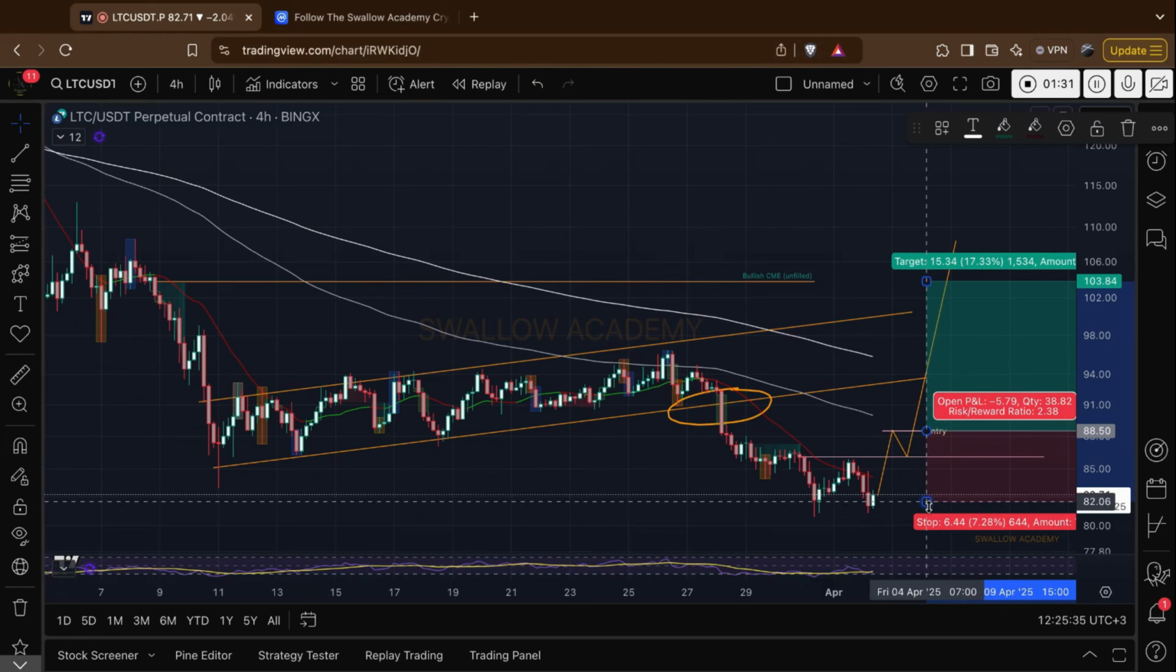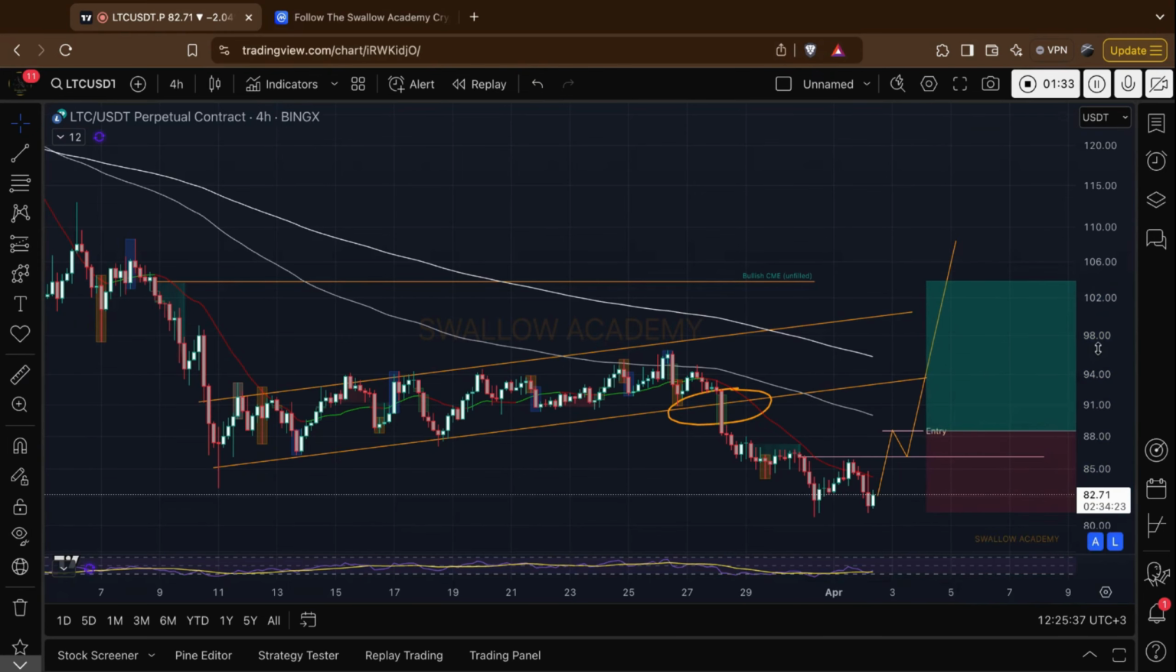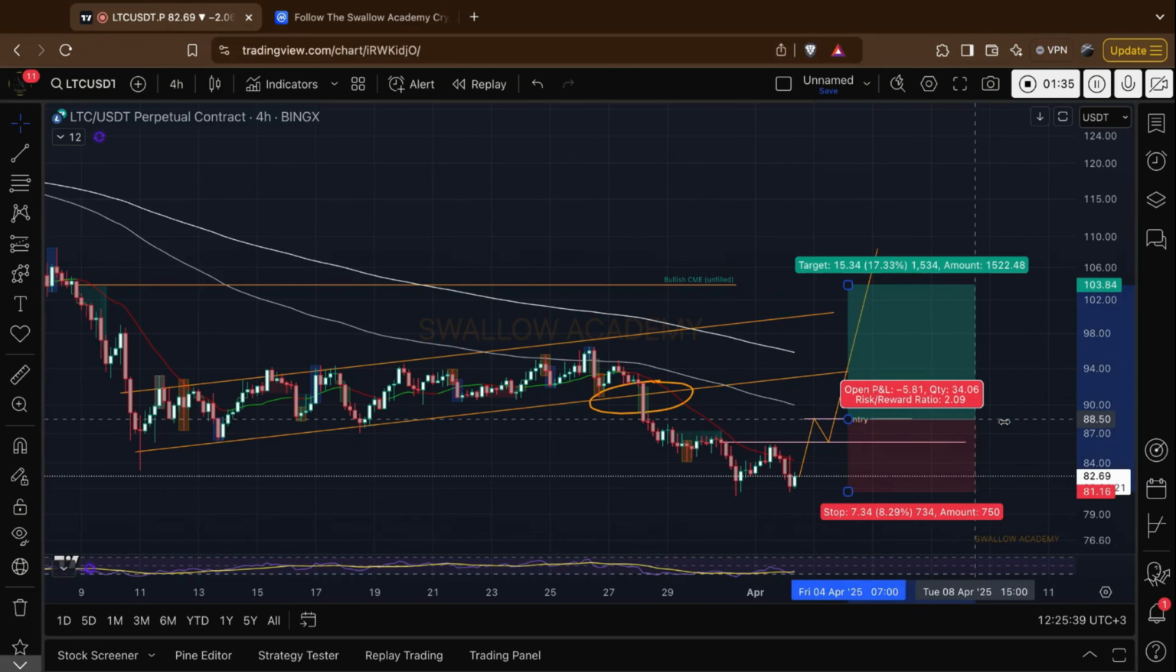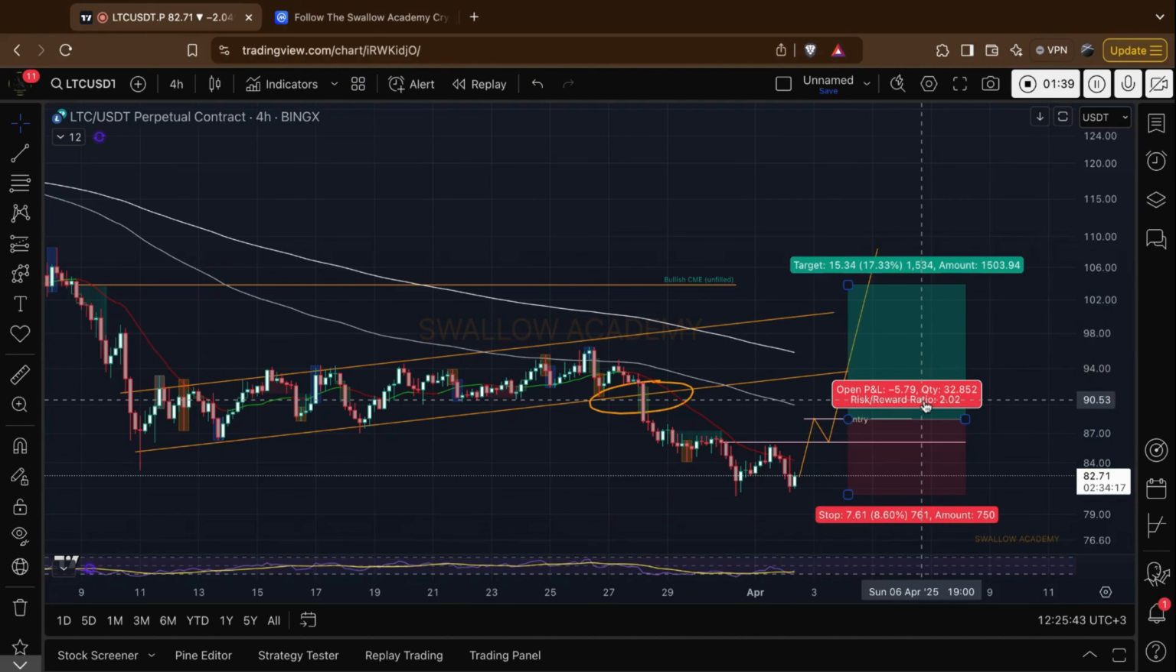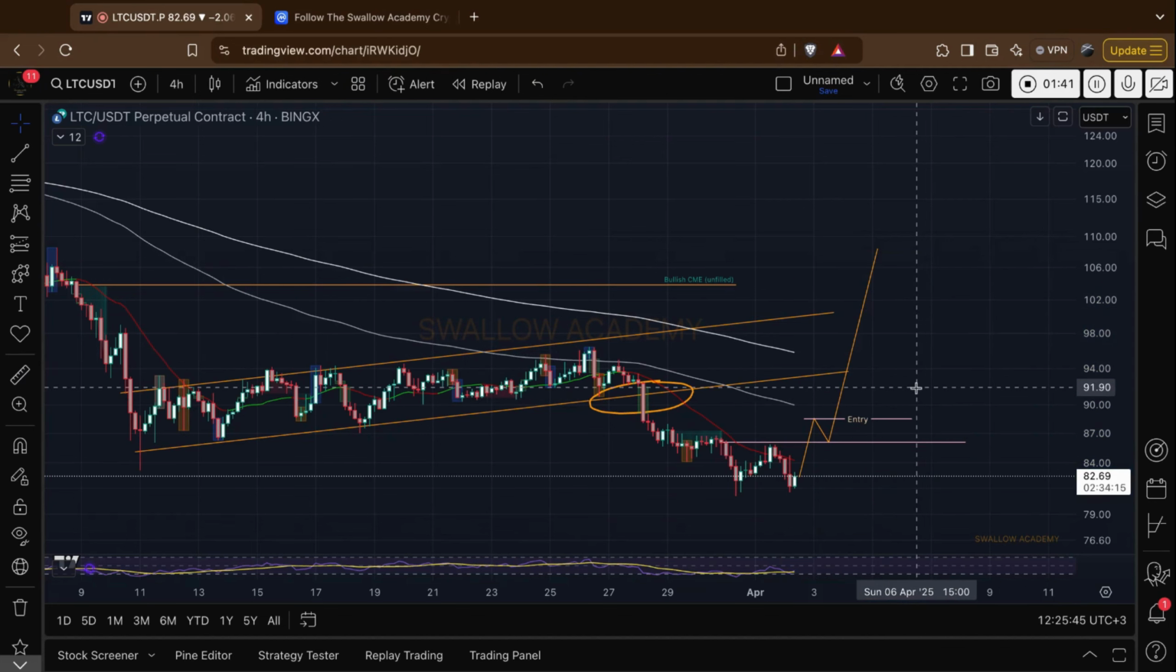Now, the other thing is, of course, let me set some targets and a stop loss as well for people who still can't manage it. So this is the stop loss zone that we will be playing. The risk and reward ratio is 1 to 2, so still a pretty good trade.